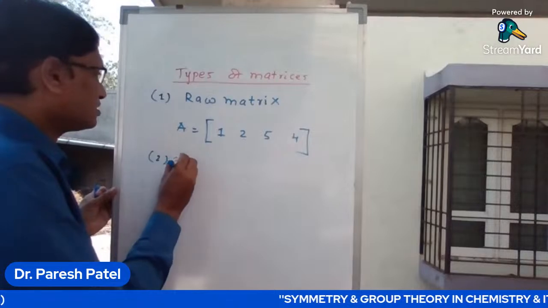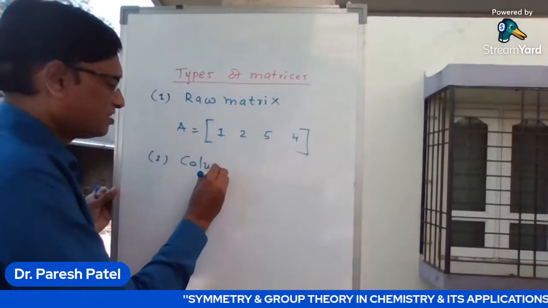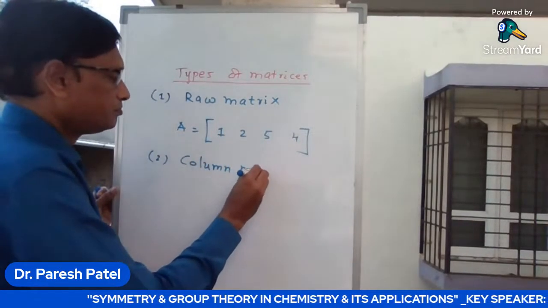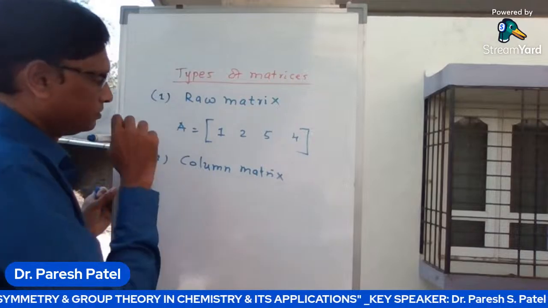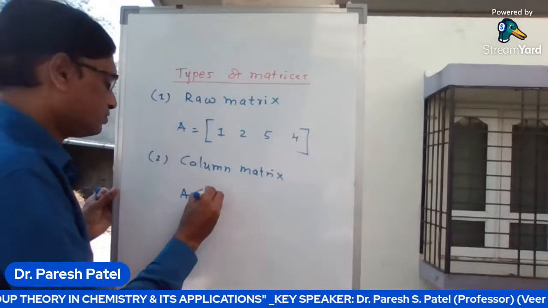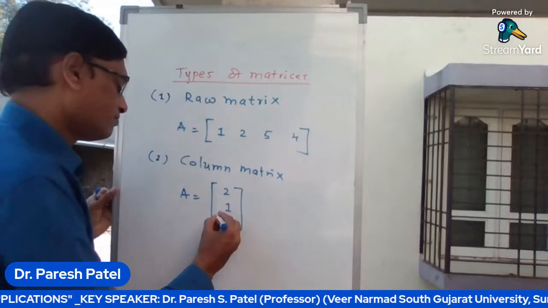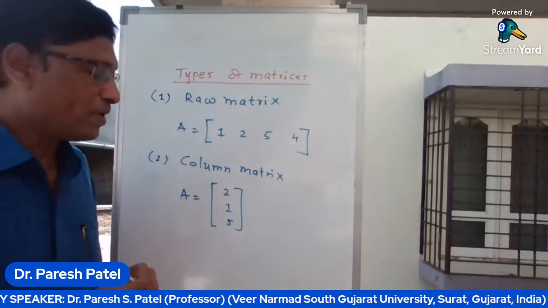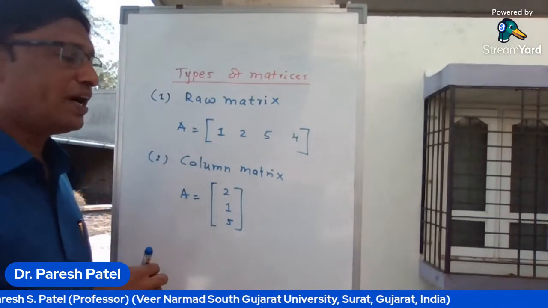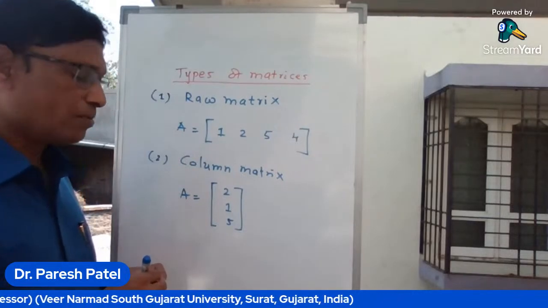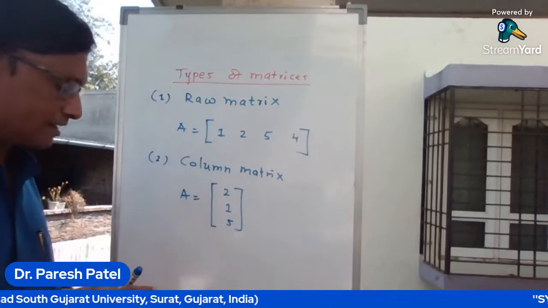The second one is the column matrix. A is equal to 2, 1, 5. So in the case of a column matrix, there are m rows and only one column, and this can be represented as a column matrix.